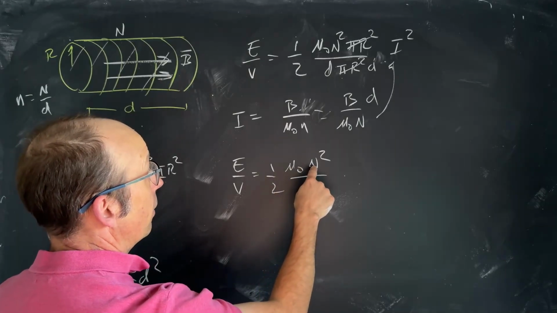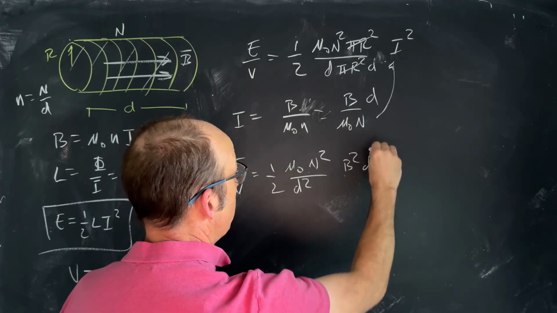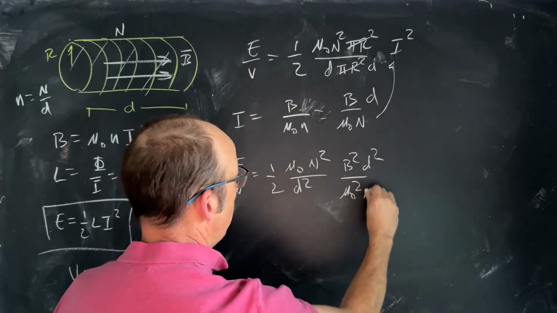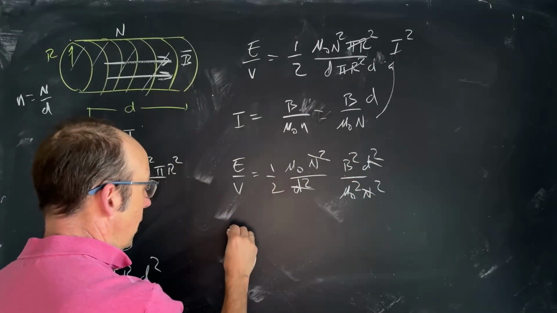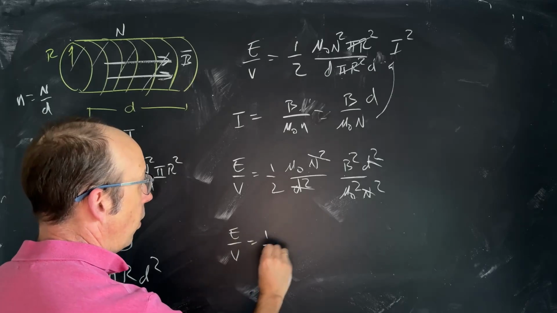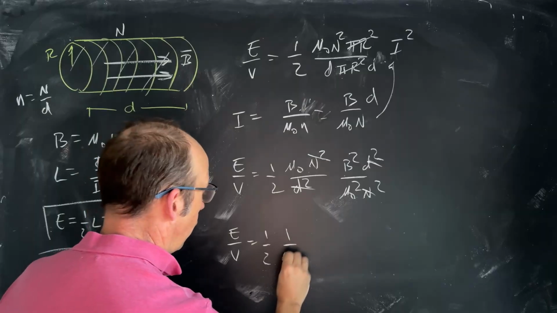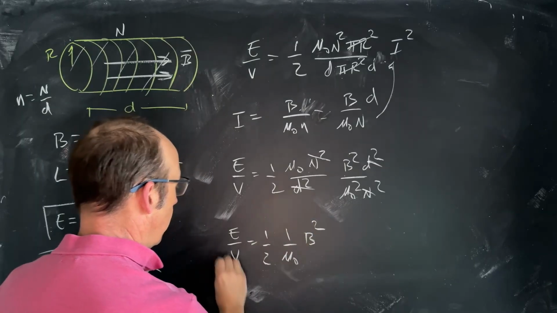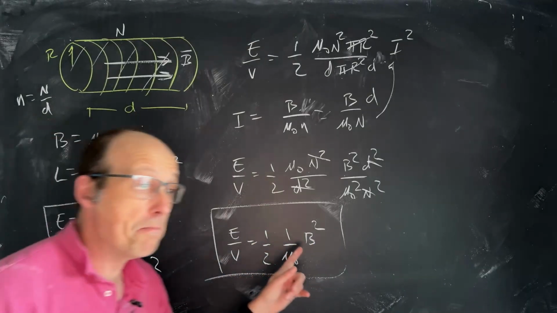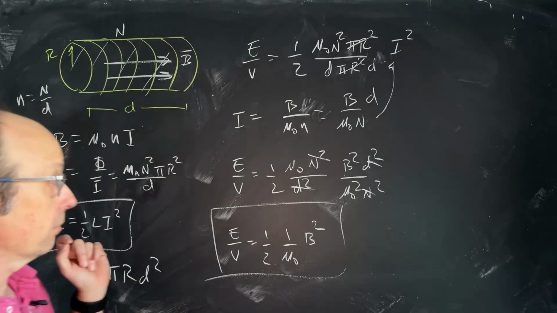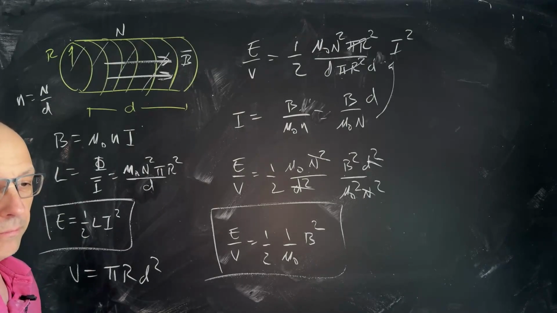Mu naught N squared, and then I have D squared, and then I squared is going to be B squared D squared over mu naught squared N squared. Cancel, cancel, cancel, cancel. So the energy density is 1/2. Here I have a mu naught and a mu naught squared, so 1 over mu naught B squared. So that's the energy density in the magnetic field. It's proportional to B squared, and that's the magnitude of the magnetic field. That's kind of fun. I always make mistakes on that. I don't know why, but there you go.